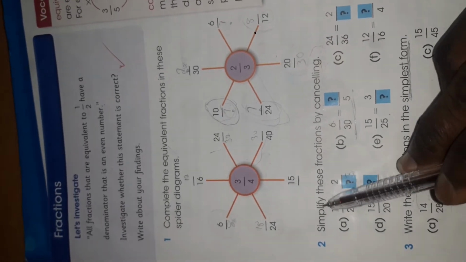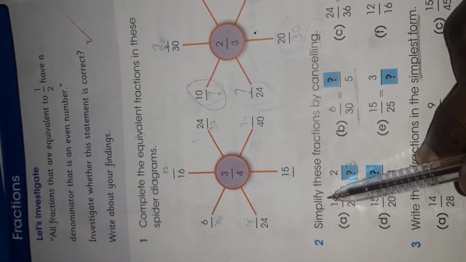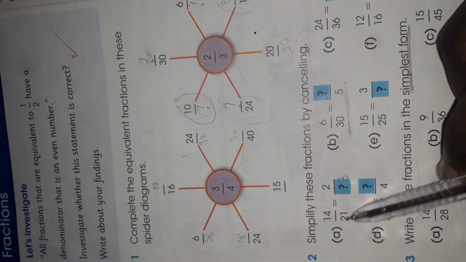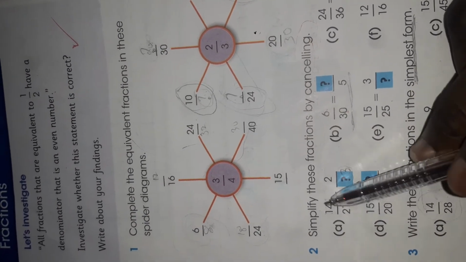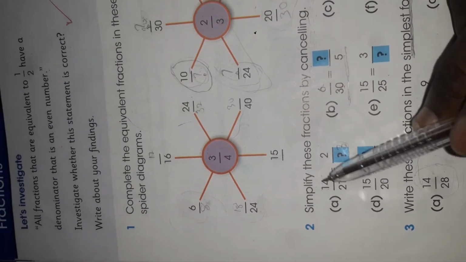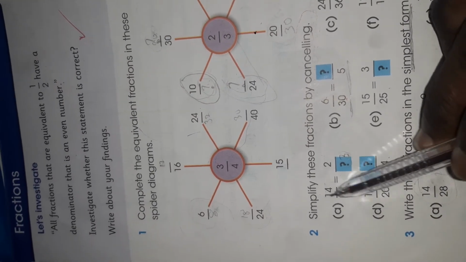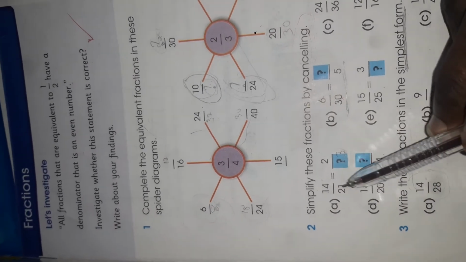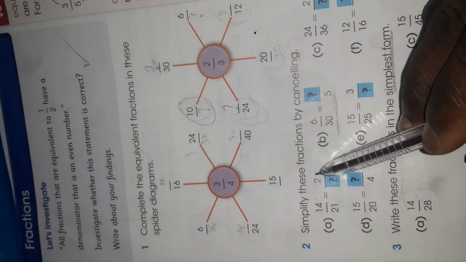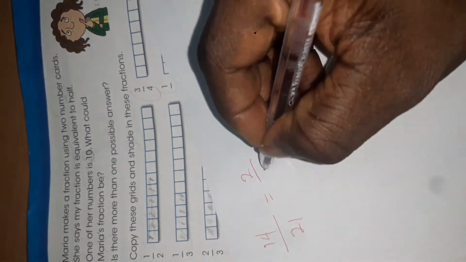Question 2 says simplify. Simplify means to make it very simple. Okay, simplify these fractions. This is a fraction. A number dividing another number is a fraction. Okay, and this is a proper fraction. Now simplify, you make it very simple. 14 over 21 is equal to 2 over a missing number.